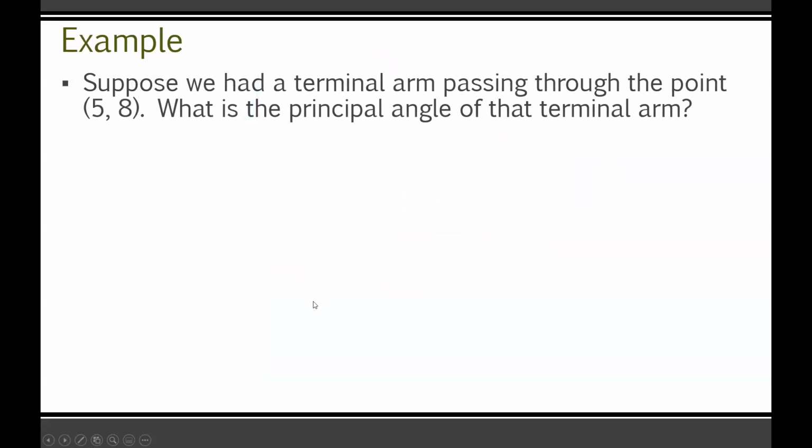So here's where it's coming back around already right off the bat. Suppose we had a terminal arm passing through the point (5, 8). What is the principal angle of that terminal arm? Just remember, principal angle means the true angle, as we normally would measure an angle here. So this is where we're going to combine the concept we started today with this concept that we've just covered again, this one we reviewed from Math 10C.